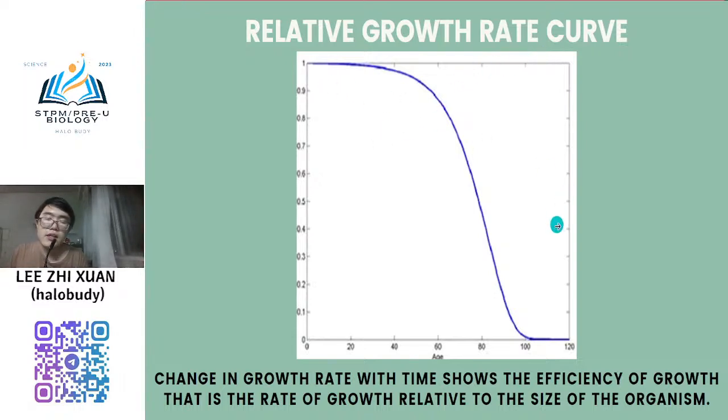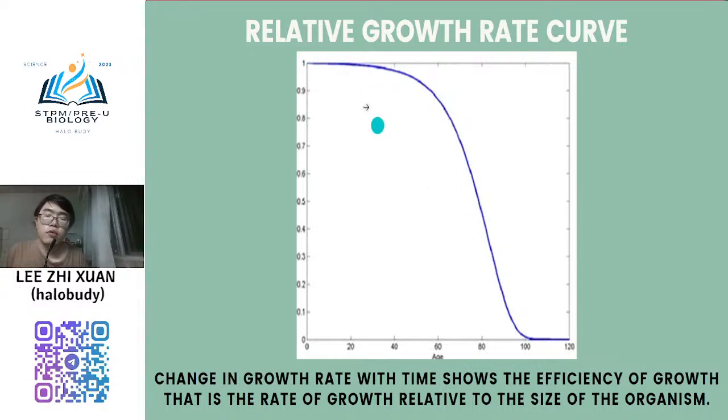So this one is to show the efficiency of the growth, that is their growth relative to the size of the organism. Based on the size of the organism, you need to show the efficiency of the growth. So the y-axis normally, you need to calculate the change in parameter, and also you need to calculate it into the cumulative frequency.